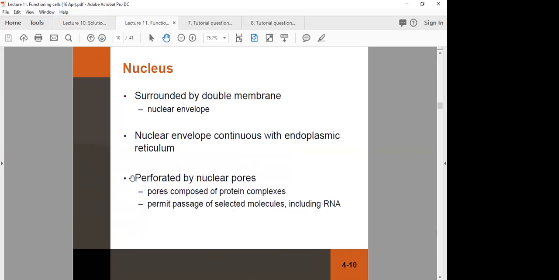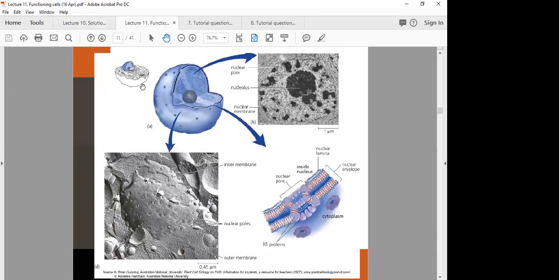And the pores aren't just little holes, they're actually composed of protein complexes. And the nuclear pores will allow some molecules to pass from the nucleus into the cytosol of the cell, or vice versa. All right, let's look at that here. So here's our typical cell, and you can see in blue the nucleus. Let's enlarge the nucleus. This is what we're looking at here, and it's been cut away.